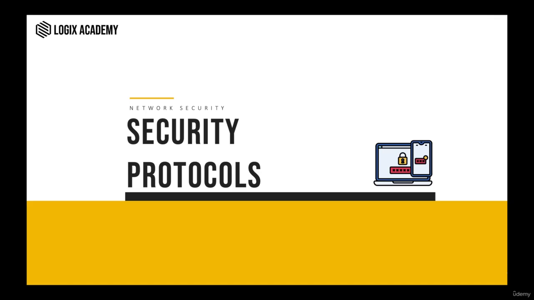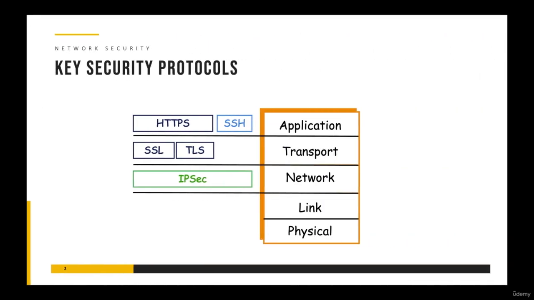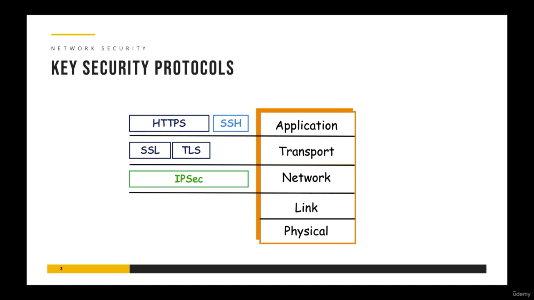In this lecture, we are going to discuss some of the key security protocols used in networks. This is an interesting figure because it tells you where each of these protocols reside in the protocol stack. So for example, we have HTTPS and SSH which reside at the application layer. Then we have SSL and TLS which reside at the transport layer. And we have IPSec which resides at the network layer. From a conceptual perspective, it is very important to be aware of where each of these security solutions reside in the protocol stack.